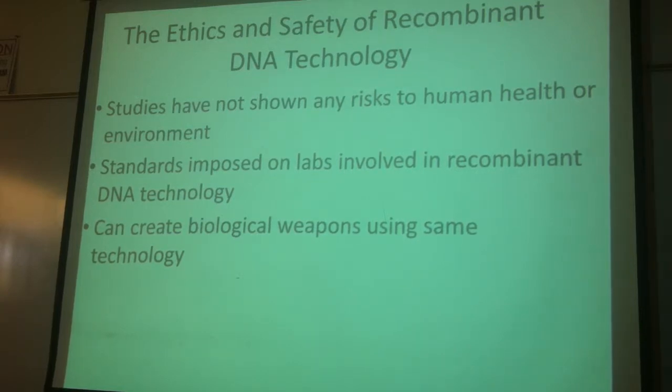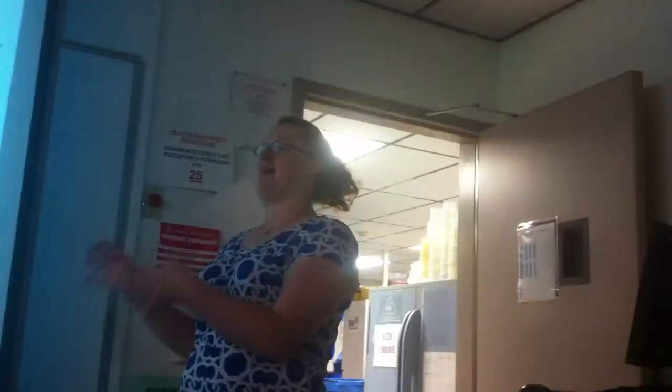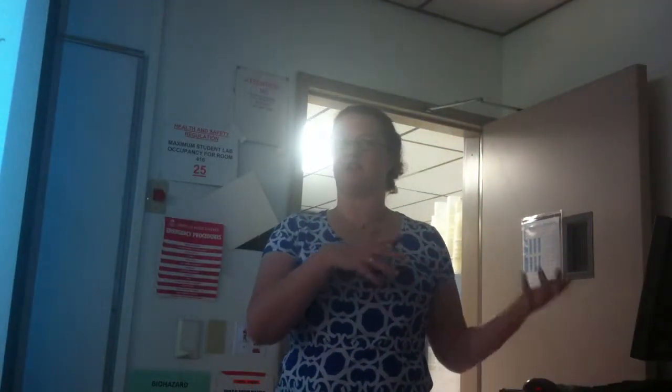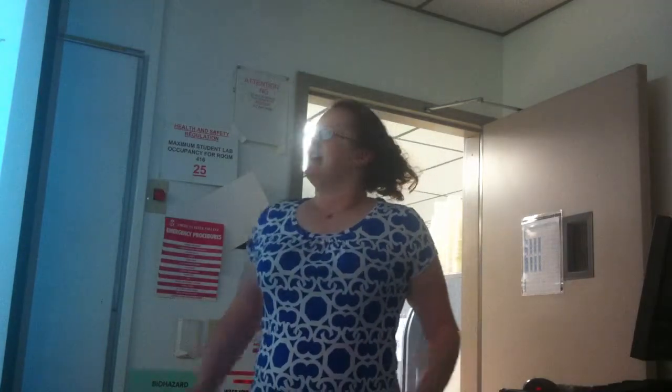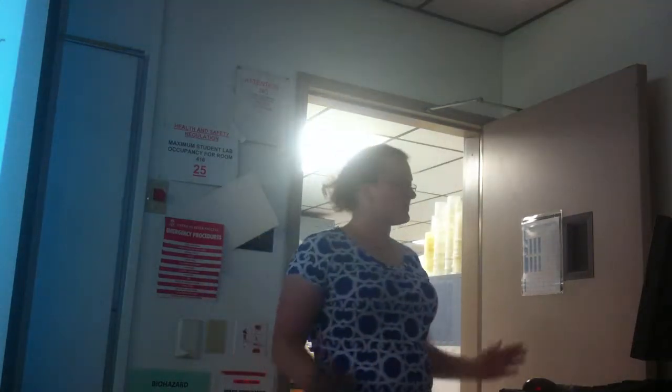There's been a lot of standards that have been imposed on recombinant DNA technology, and with anything, it's not the techniques that are bad, it's how they're used. So you can create biological weapons with recombinant DNA. I mean, that's one of the fears, is what kind of things can you make? But just because it can be used to create biological weapons, should that mean we don't use it to create insulin? So it can become an ethical, sticky situation at times.